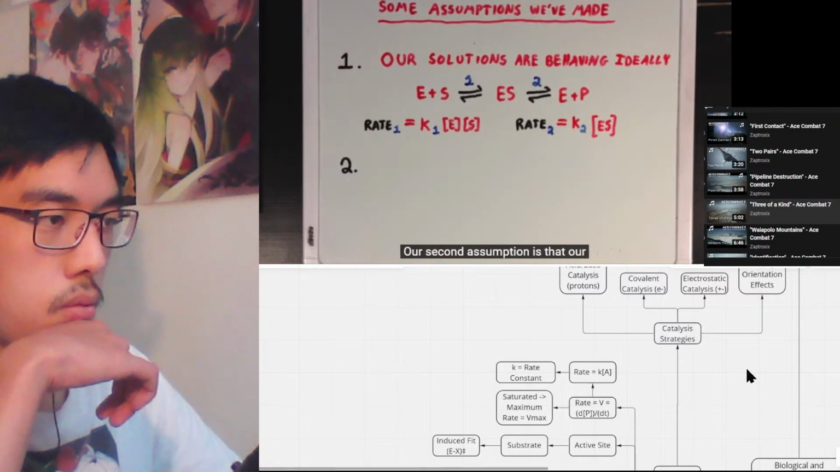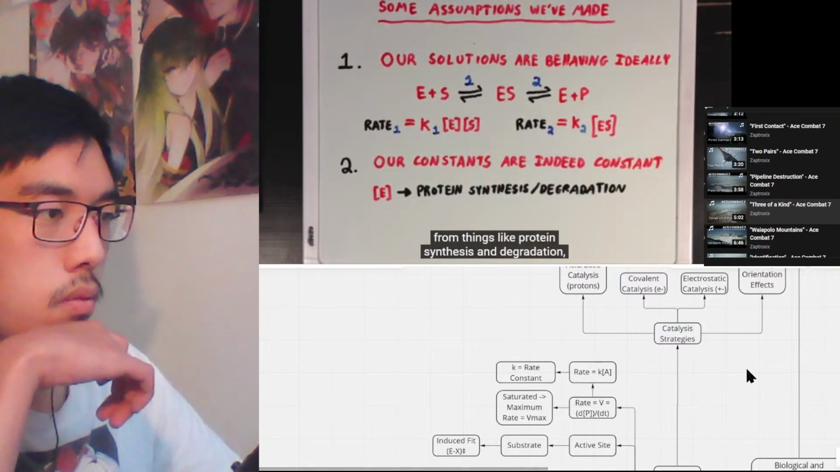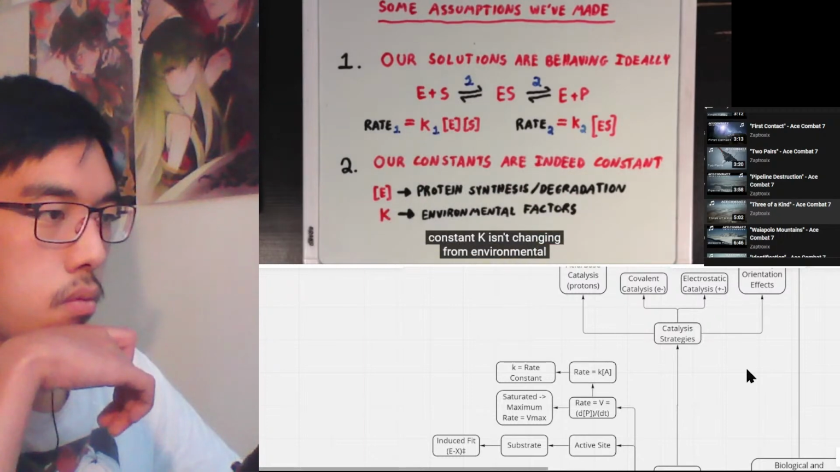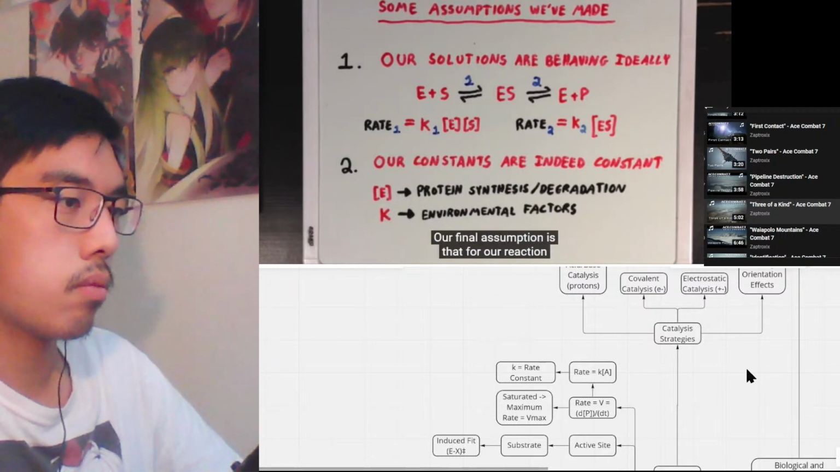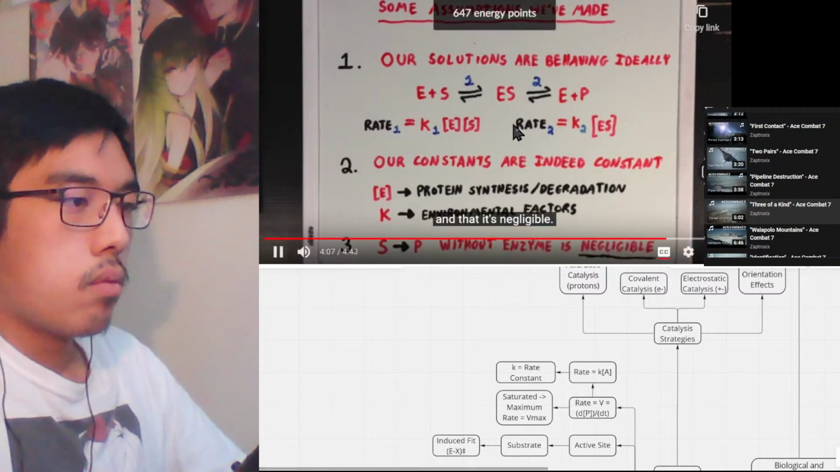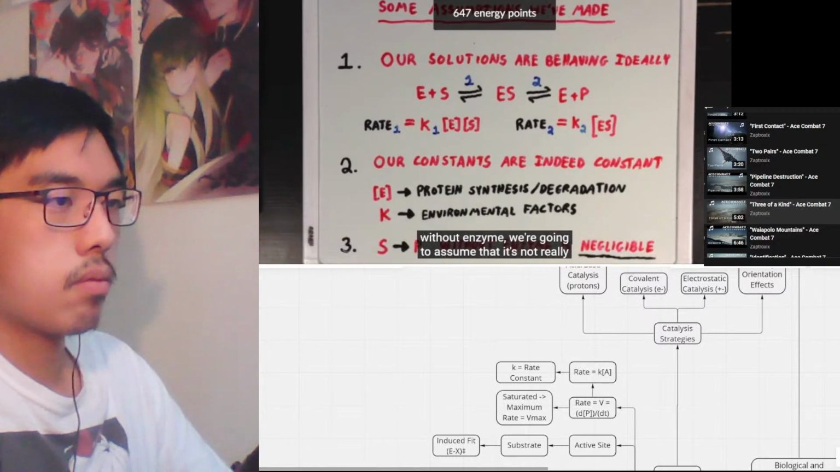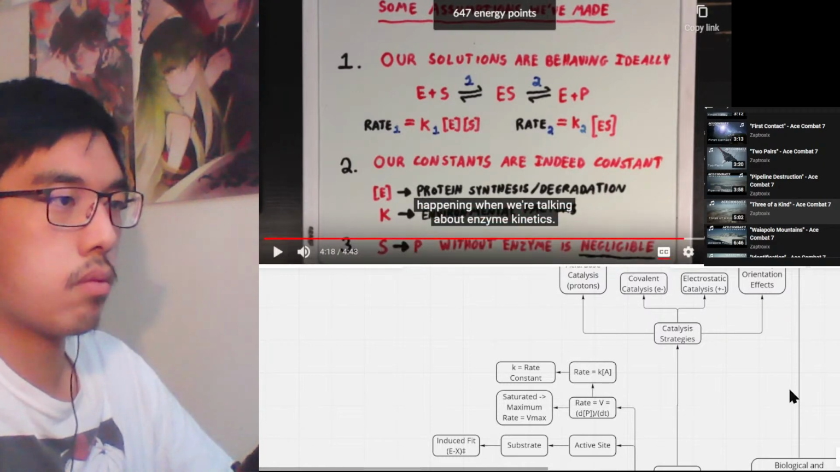Our second assumption is that our two big constants stay constant. We're assuming that our enzyme concentration isn't changing from things like protein synthesis and degradation, and we're also assuming that our rate constant K isn't changing from environmental factors like changes in temperature. Our final assumption is that for our reaction, substrate isn't forming product without the help of enzyme at a big enough rate for us to consider, and that it's negligible. Remember that enzymes only speed up reactions, so while it's possible for the substrate to form product without enzyme, we're going to assume that it's not really happening when we're talking about enzyme kinetics.